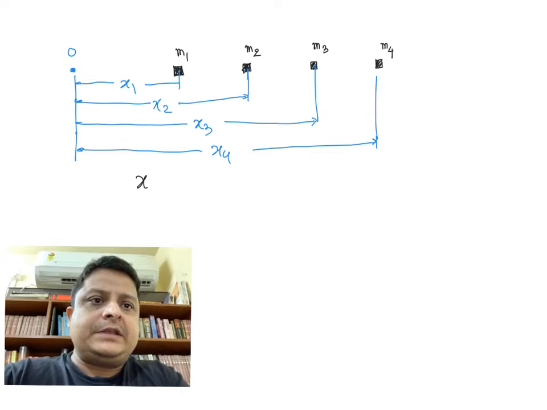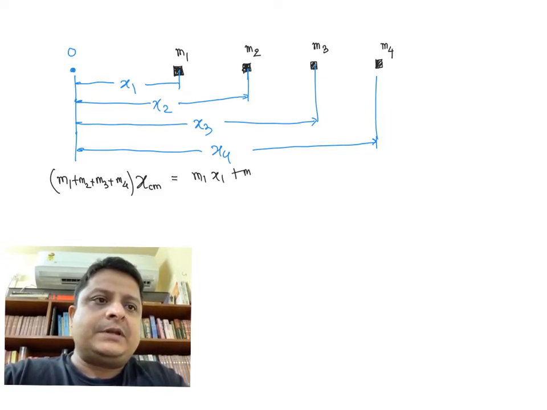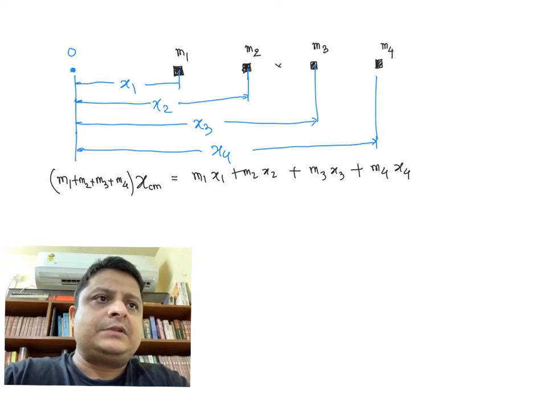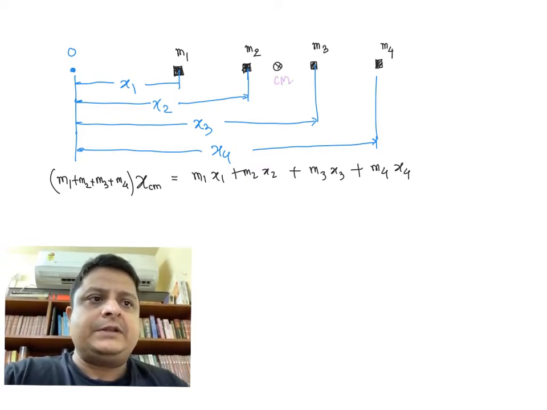Look at the x coordinate only. So xcm we can write like this: (m1 plus m2 plus m3 plus m4), since we have considered four particles, multiplied by xcm is equal to m1 x1 plus m2 x2 plus m3 x3 plus m4 x4. So the center of mass may lie somewhere around there.